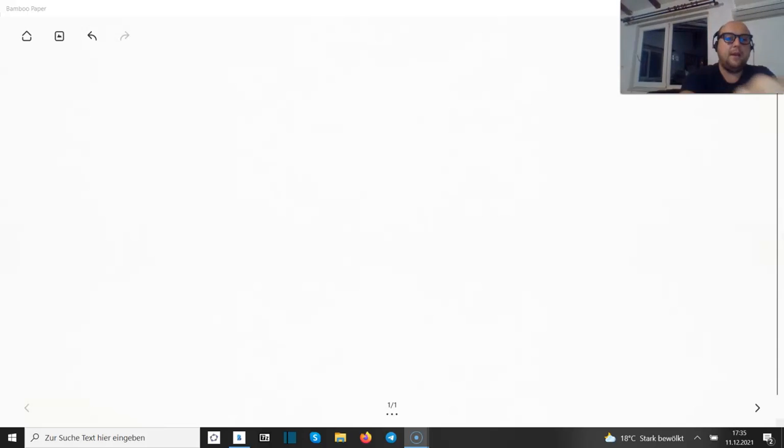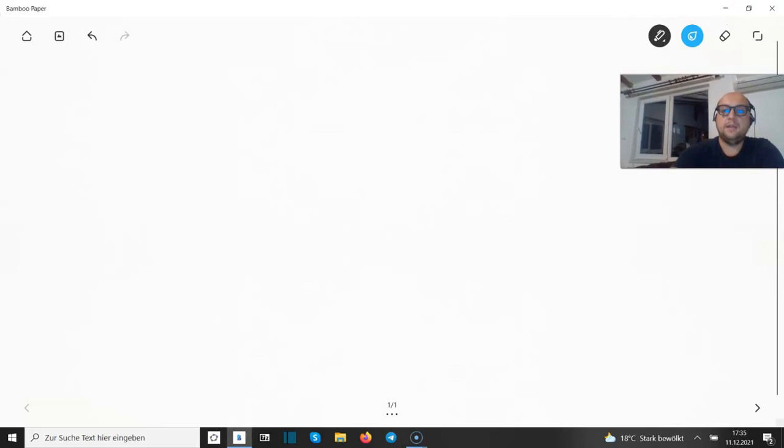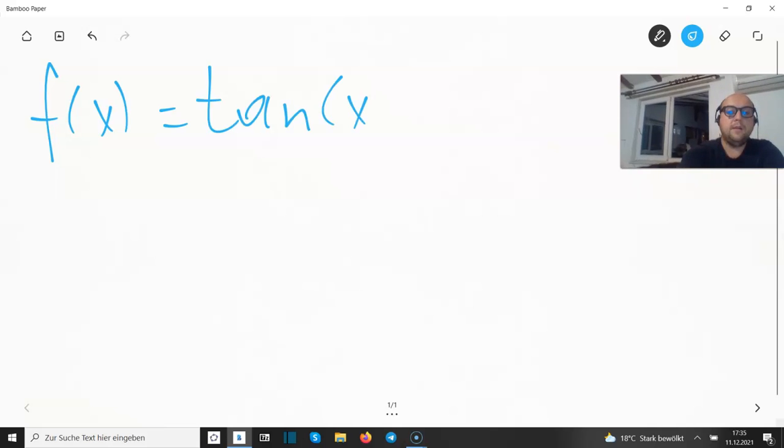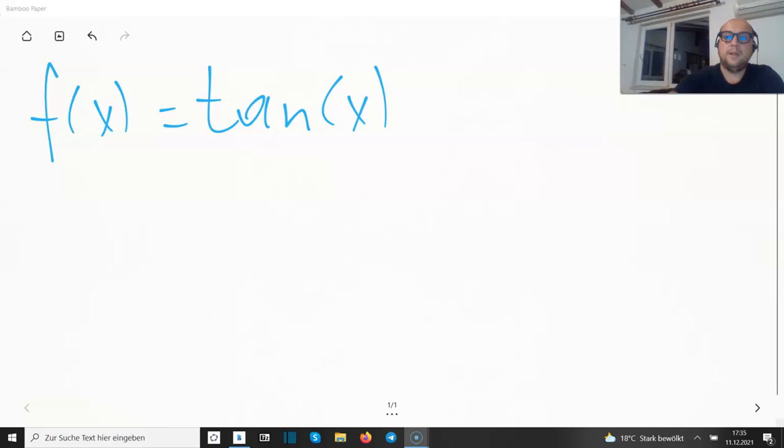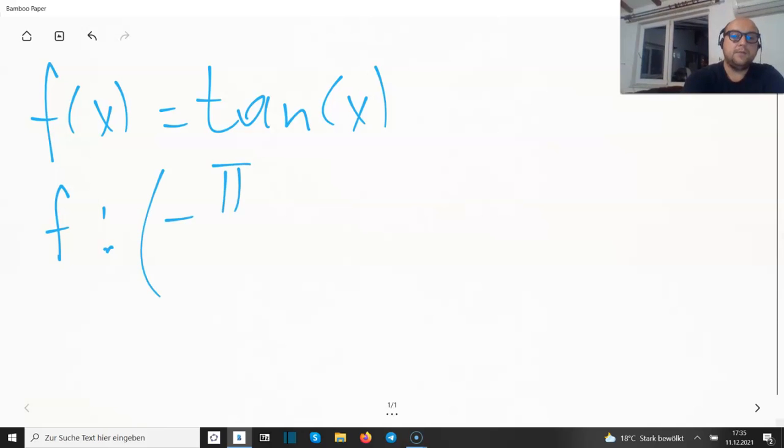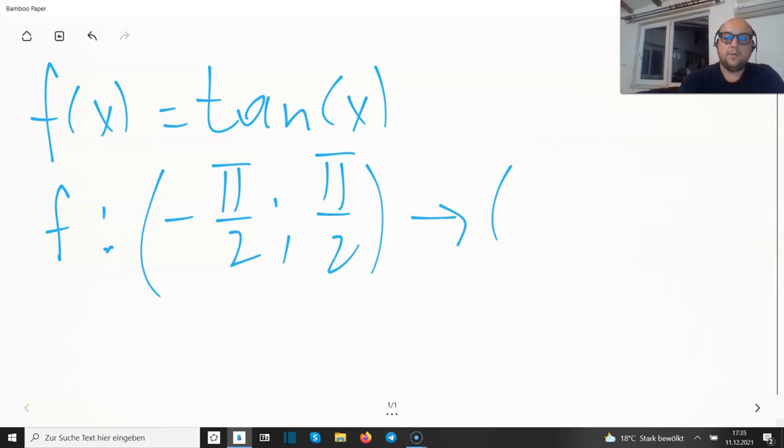So we have f of x, which is defined as tangent of x, and if I write it the way you're supposed to be writing it at the university, this is f, which is defined as from minus pi divided by 2 to pi divided by 2, and we are going from minus to plus infinity, right?